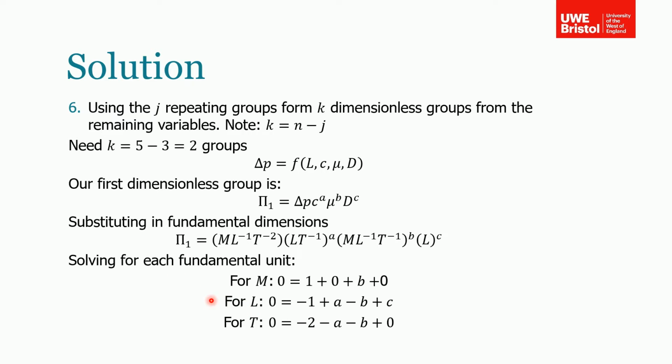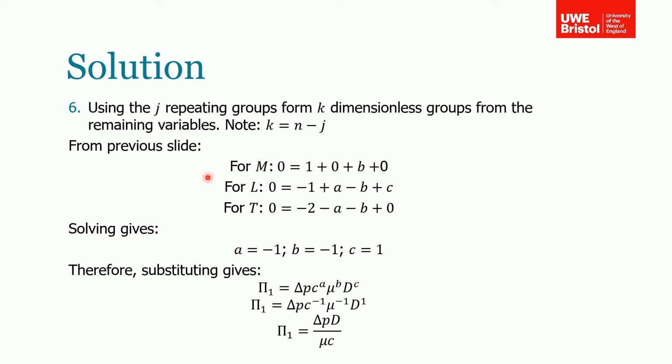Doing the same thing for length, again this side is dimensionless, so it's 0. We have length to the minus 1 in our first term, length to the power of a in our second term, to minus b in our third term, and to c in our final term. In terms of time, we have it dimensionless on the left hand side, to minus 2 in our first term, minus a in our second term, minus b in our third term, and time doesn't appear in our final term.